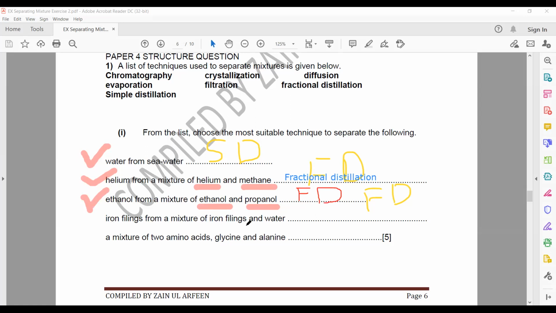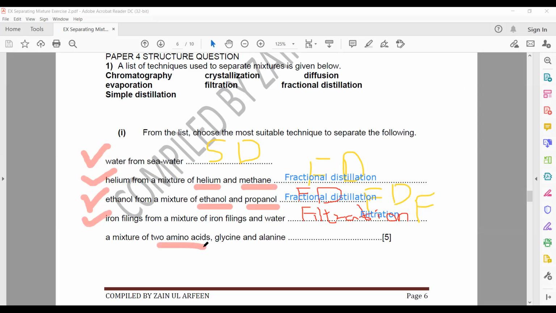Iron filings from a mixture of iron filings and water. Iron filings are not soluble in water. So which technique? You can use screen annotation to answer. But it's better, instead of writing, to type your answer. Use the screen annotation and type your answer so it will appear clear to everyone.